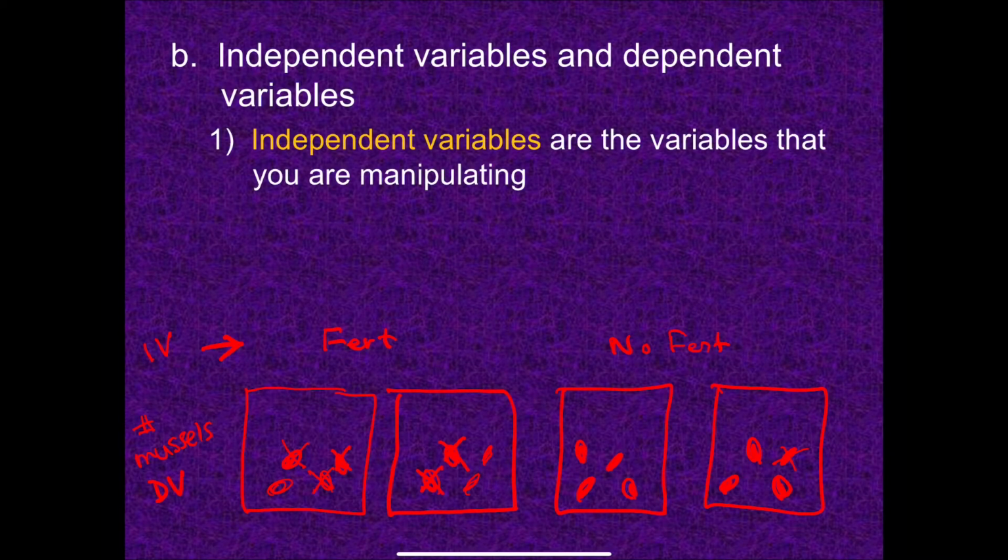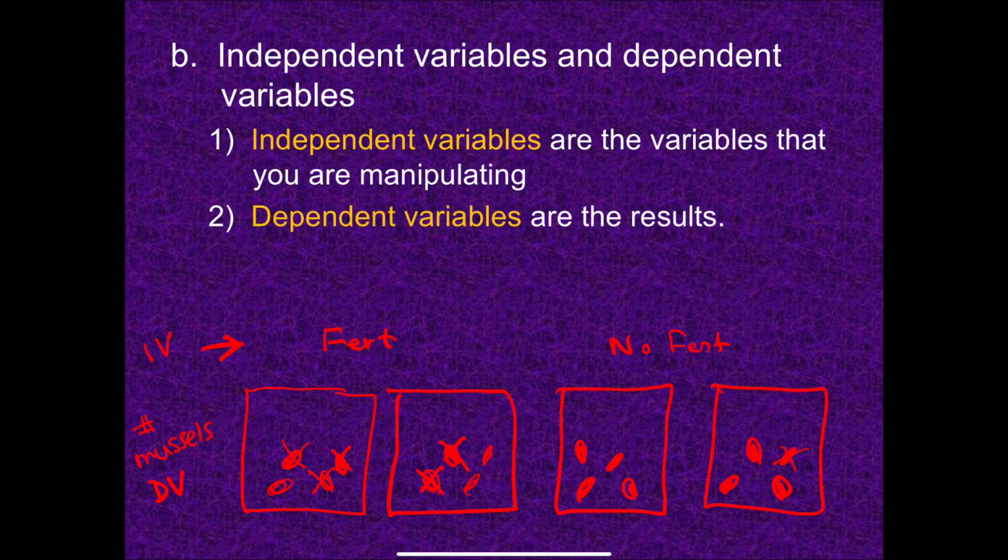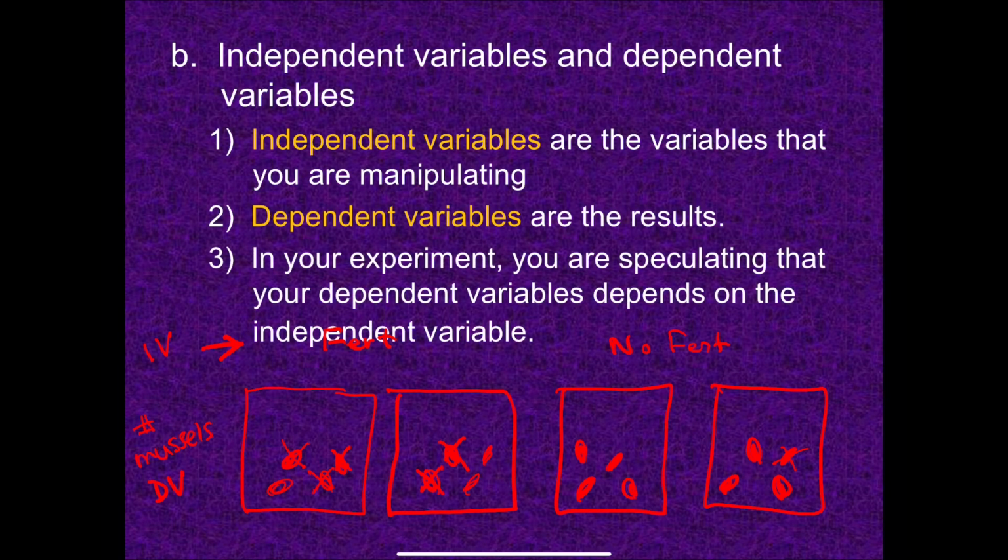Okay, so your independent variables are the variables that you're manipulating, and the dependent variables are the results, and everything else are called constants. Size of the tank, the number of your groups, the type of mussels, the temperature at which you kept the water, if you're feeding the mussels, the type of food that you're feeding, all that kind of stuff are constant. Okay, and in your experiment, you're speculating that your dependent variable depends on your independent variable, or your independent variable is having an effect and changing the value of your dependent variable.